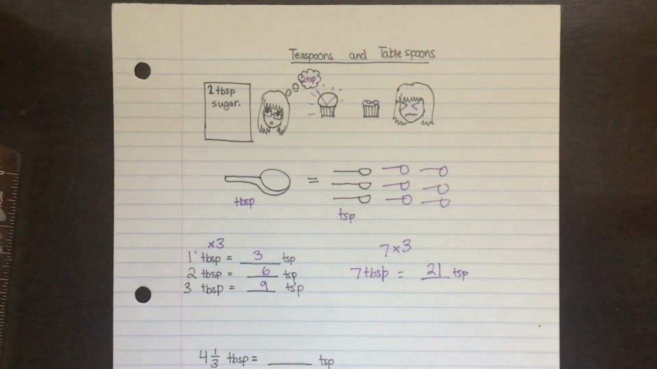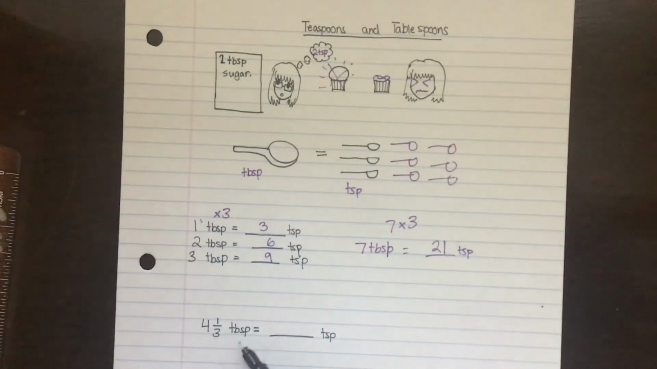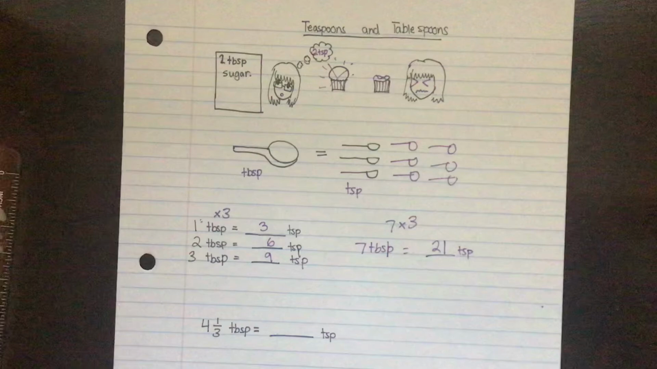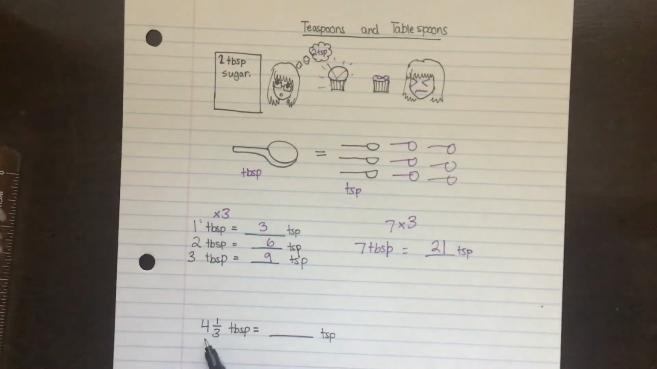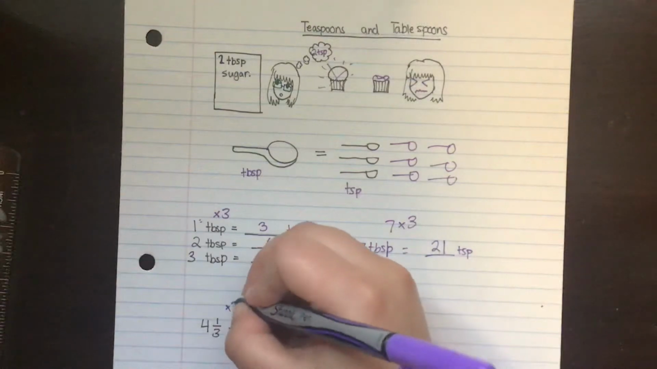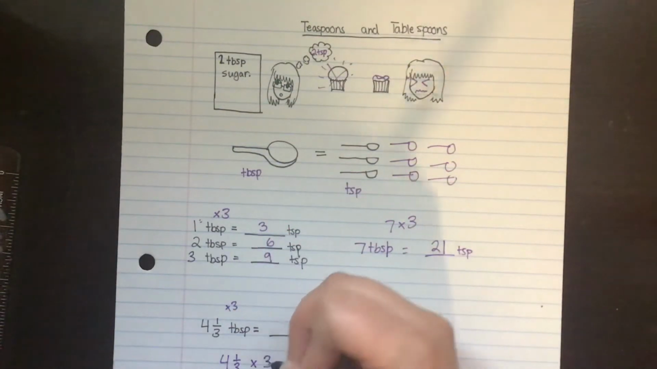Now this is great if our tablespoons are a nice even number like this, but sometimes we will be given weird fractional numbers like this, 4 1/3 tablespoons into teaspoons. And for this, I'm going to show you 2 different ways you could do this. You might want to do it the first way, but the second one's a little bit easier in my opinion, so I'll show you both. So once again, we know that if we are timesing by 3 to get our answer, we're going to have to do 4 1/3 times 3.